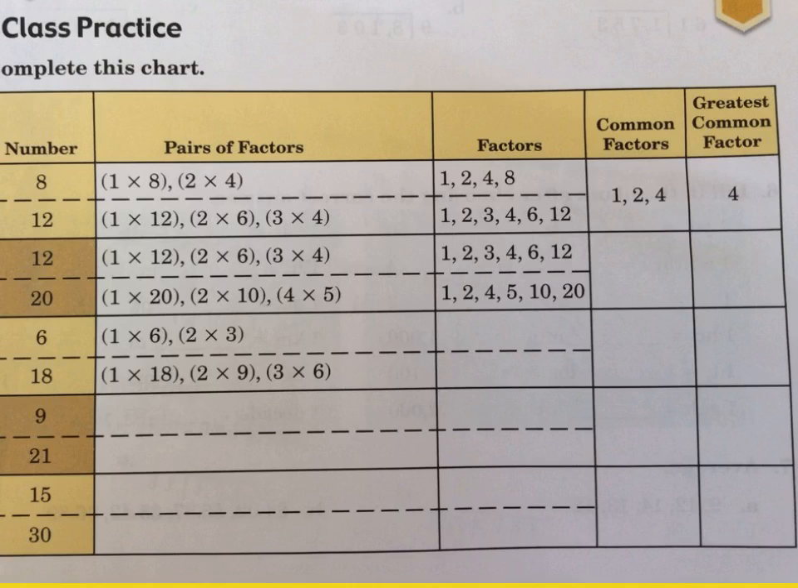They last were using the numbers 12 and 20. And they already put all the pairs of factors. And then they wrote out the factors in numerical order. We need to find what the common factors are here. Well, it looks like 1, 2, 4, and that would be it. So our common factors are 1, 2, and 4. And then our greatest common factor would be whatever number here is the biggest, and it's 4.